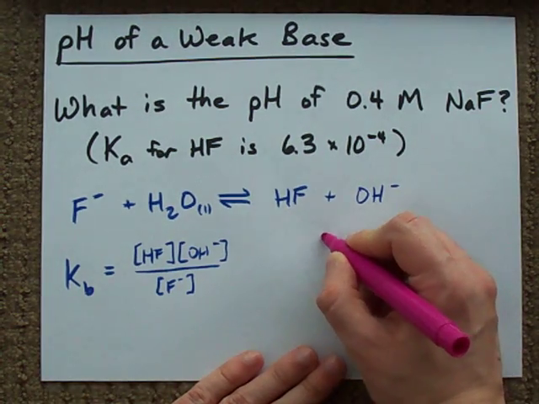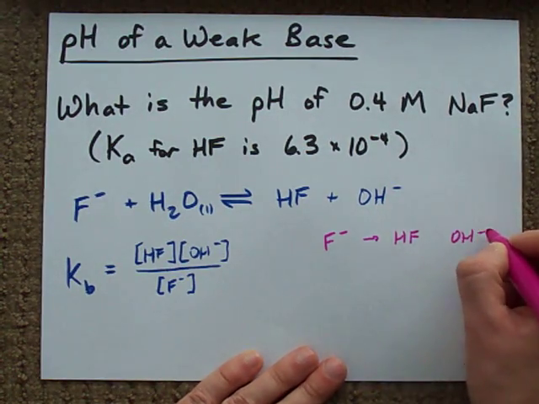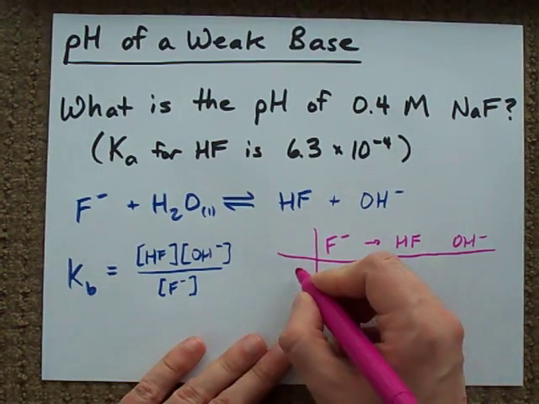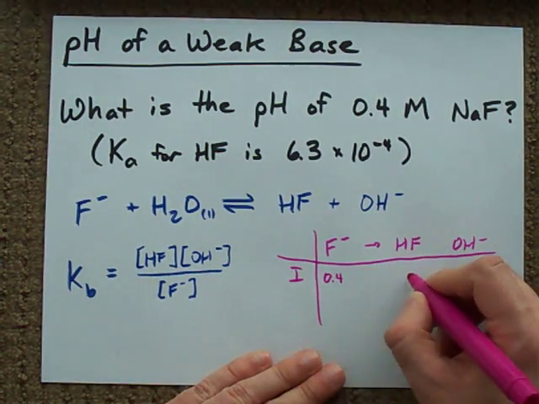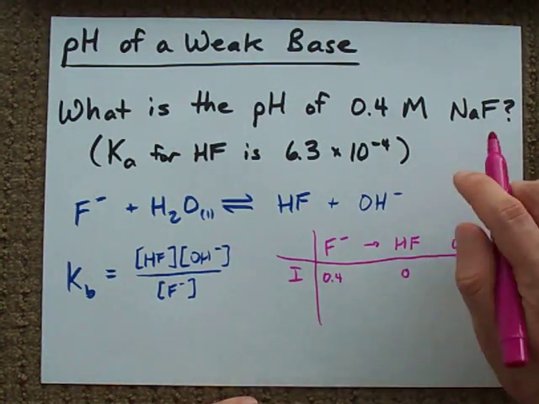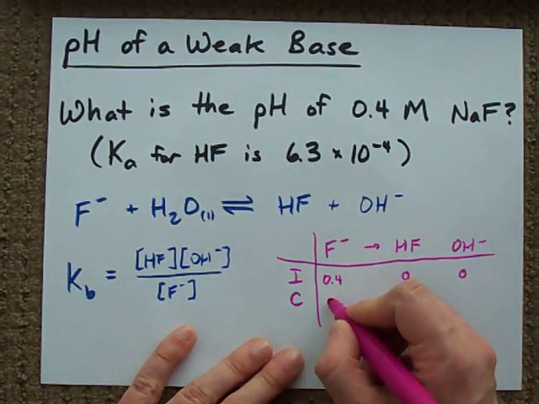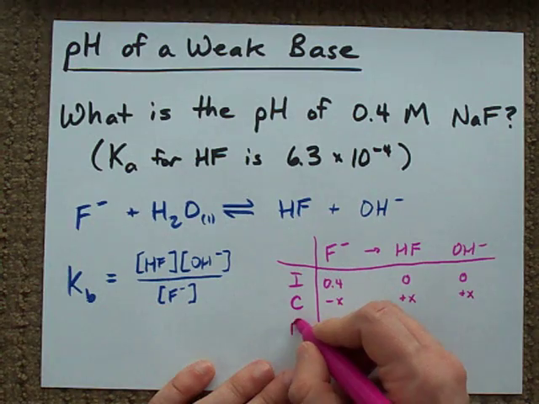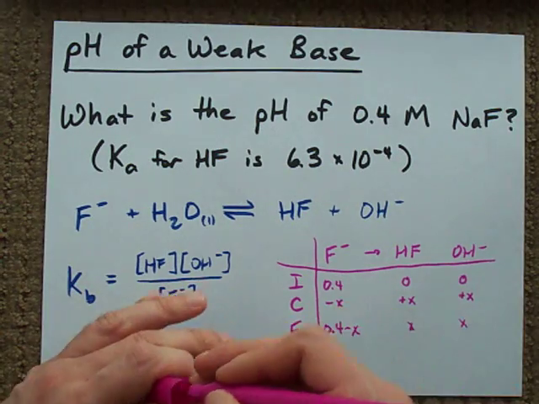Okay, now I want to do an ICE table. F-, making HF and OH-. Remember, I'm not including water because water is a liquid and we don't include it in equilibrium expressions. The initial concentrations. Well, fluoride is 0.4, and we're not starting with either of these. See, we only start with some fluoride ions. FYI, the sodium here does not play a role in pH. The change, I'm going to lose some fluoride, gain some hydrogen fluoride and hydroxide, so my equilibrium concentrations are 0.4 minus X, X, and X.